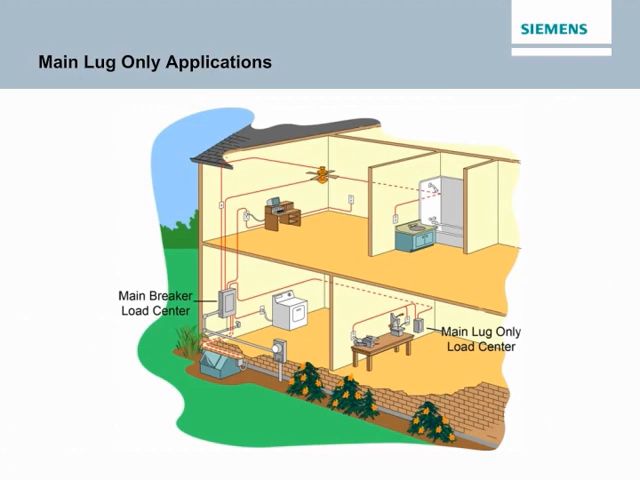One common application for a main lug load center is as a subpanel. For example, a main breaker load center might supply power to a main lug load center located in an area of the home used as a workshop. Keep in mind, however, that the main breaker load center must be sized appropriately to handle the additional load. Main lug load centers are also used in other residential applications where the main breaker is located remote from the load center. For example, main lug load centers are often used in apartment installations where the main breakers and metering equipment are more centrally located.